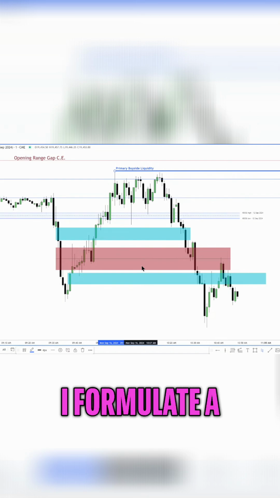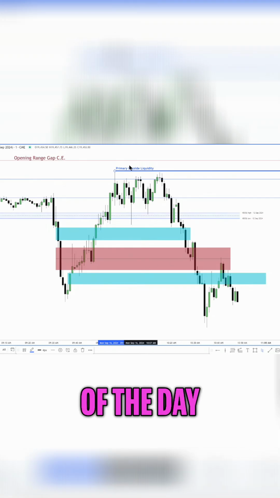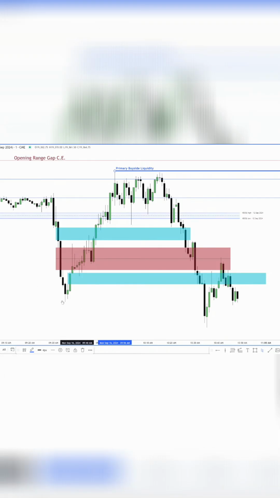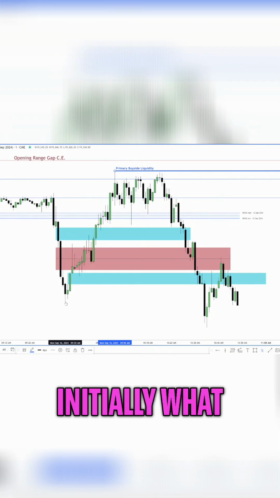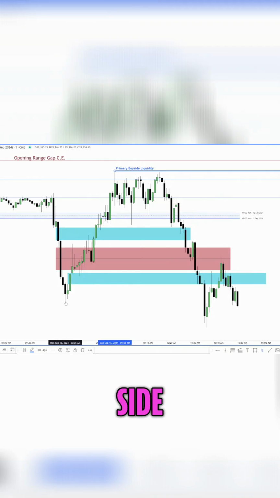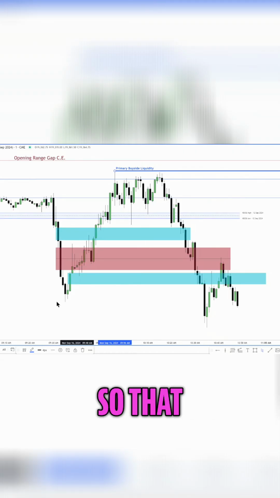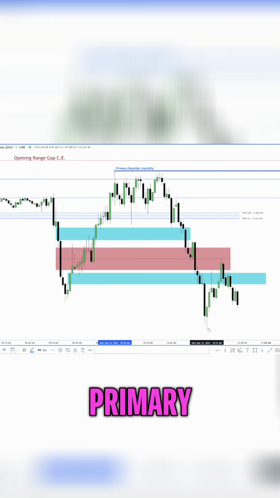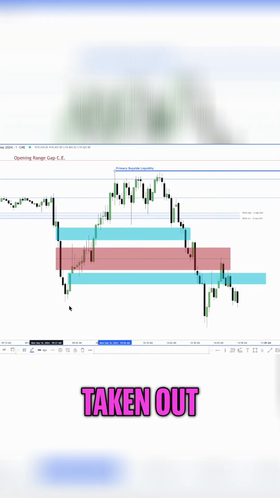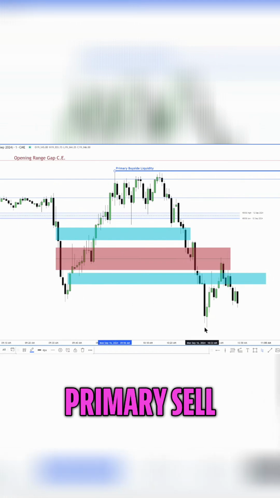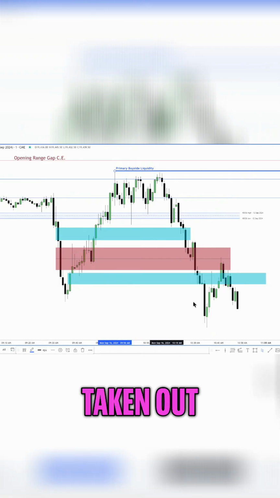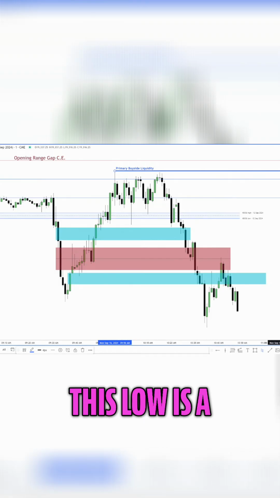And I formulate a possible scenario because I know this is the high of the day now and they formed it with relative equal highs. We've broken this. This was initially what? Minor sell side. I didn't label it because I was actively teaching. But this has now been broken. So that minor sell side that would have been annotated as such, this now is primary sell side because it's taken out the initial low of the day. So here's primary sell side, primary buy side because it's taken out a high here and this low is taken out here. So to take out this low is a much more meaningful event.